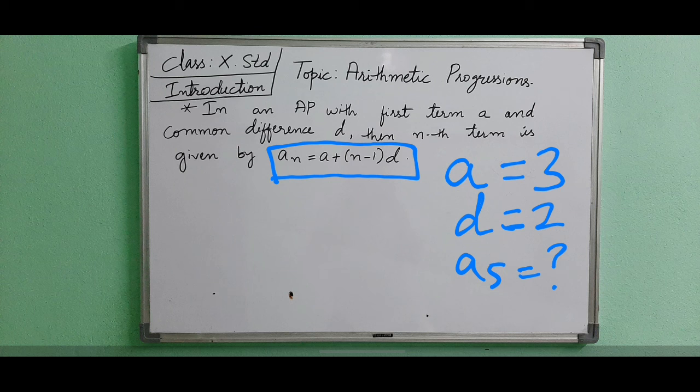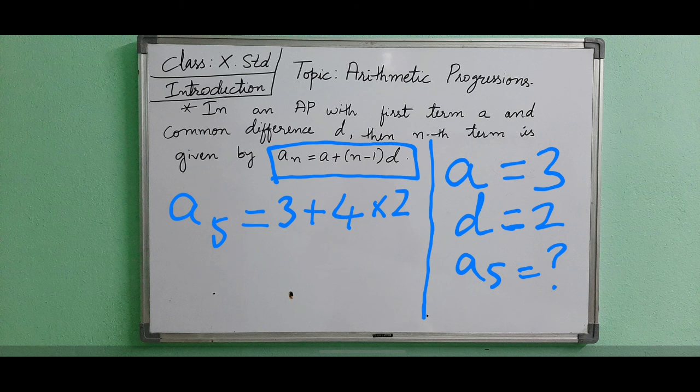To find a5, we take n as 5. So a5 equals a, which is 3, plus n minus 1, where n is 5, so 5 minus 1 is 4, into d, which is 2. So look at what I am getting here: 3 plus 4 twos is 8, and 8 plus 3 gives you 11. So the fifth term equals 11.